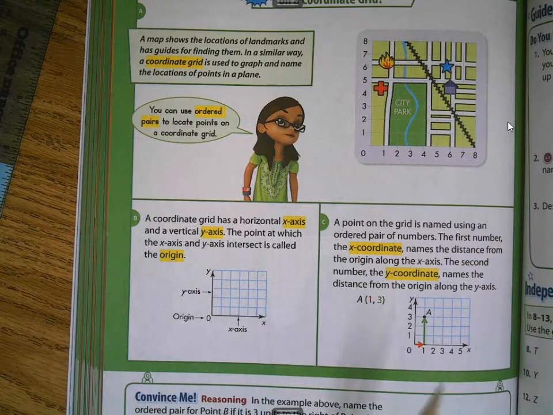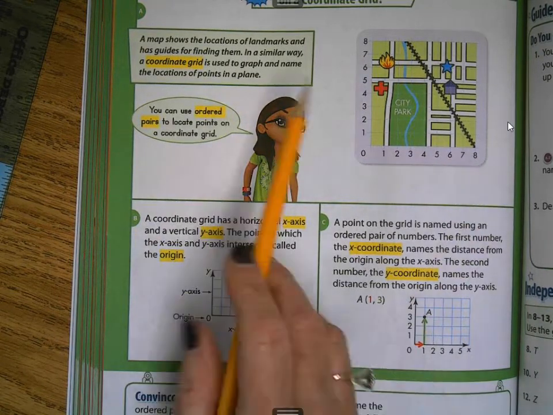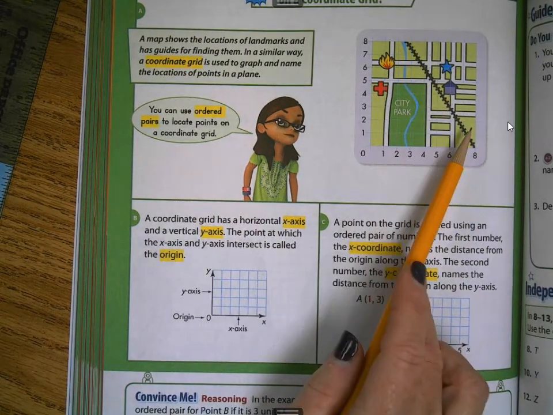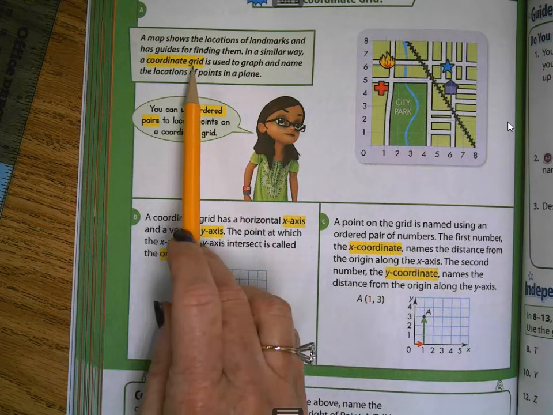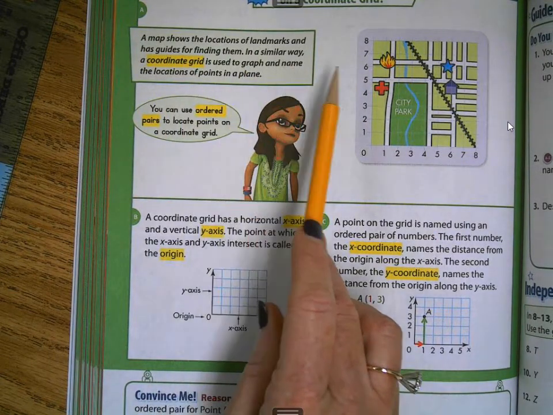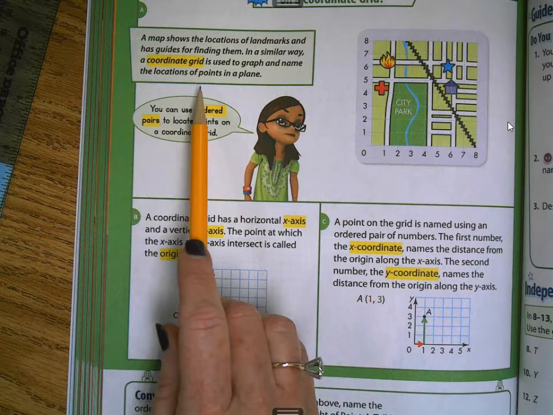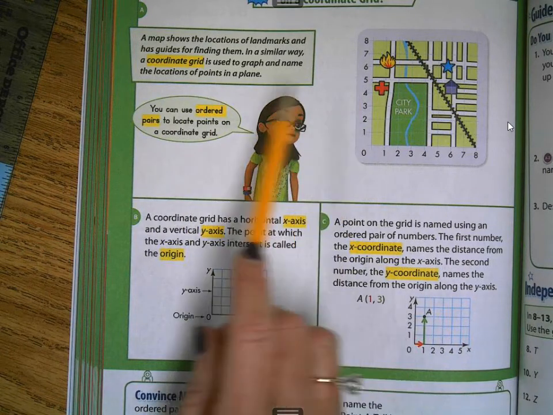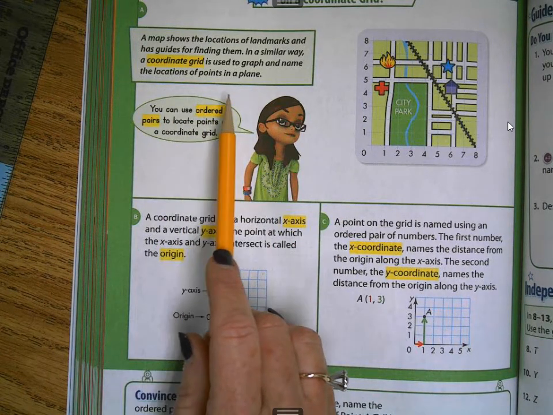All right, so here we have a map that shows the locations of landmarks and has guides for finding them. In a similar way, a coordinate grid is used to graph and name the locations of points in a plane.